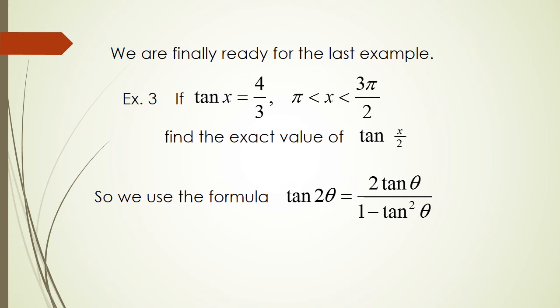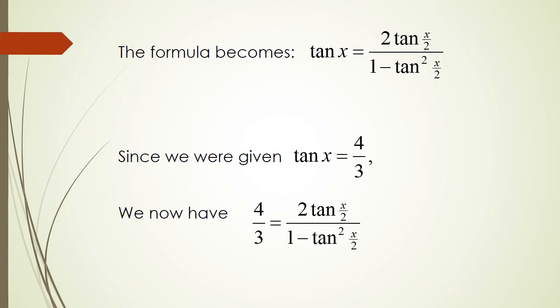Last example, if we're given tan x is 4/3 and we're given the interval for the angle x, to find the value of tan of half x, or x over 2. So we are going to use the double angle formula, but we're going to change it from the version that you've memorized. We're going to change it to tan x equals 2 tan half x over 1 minus tan squared half x. Since we're given tan x is 4/3, we plug that in on the left.